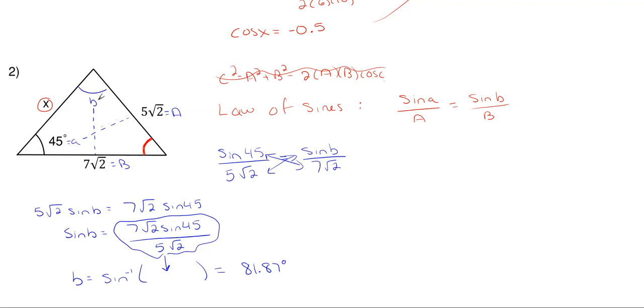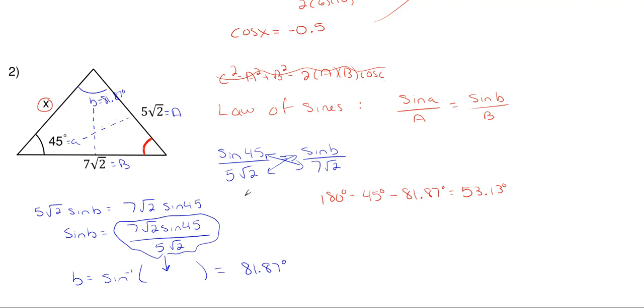Well, that means that this angle up here is 81.87 degrees. So to find this angle that is opposite x, I will just take 180 degrees minus the 2 internal angles that are known, minus 45 and minus the 81.87. And that gives me an approximate angle of 53.13 degrees. So now I can use the law of sines with my side x as my unknown.